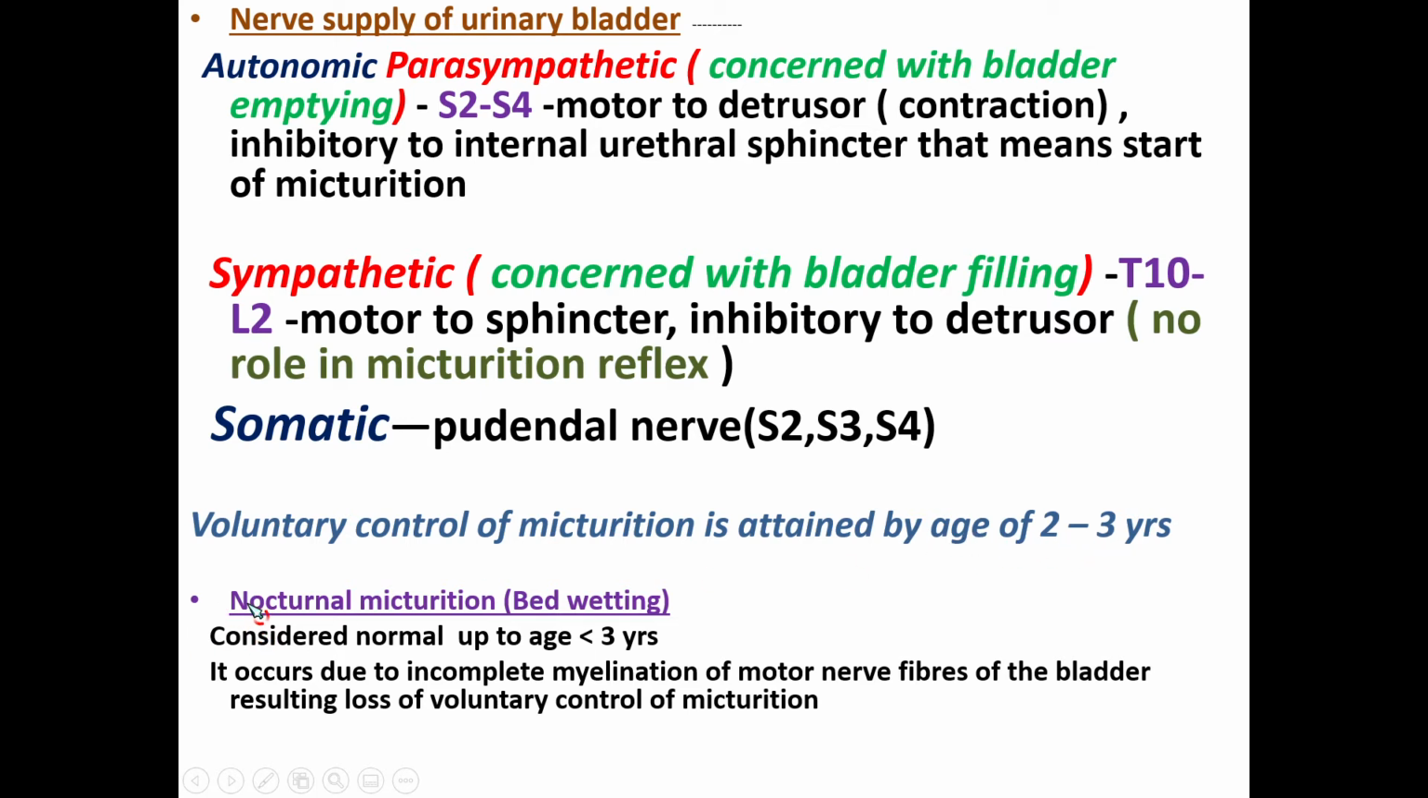What is meant by nocturnal micturition? That is bedwetting. Nocturnal means at night. Up to 3 years of age, bedwetting, or the passing of urine during sleep, is taken as normal. And this is due to the incomplete myelination of the motor nerve fibers to the urinary bladder, resulting in the loss of voluntary control of micturition. So bedwetting is normal up to the age of 3 years.